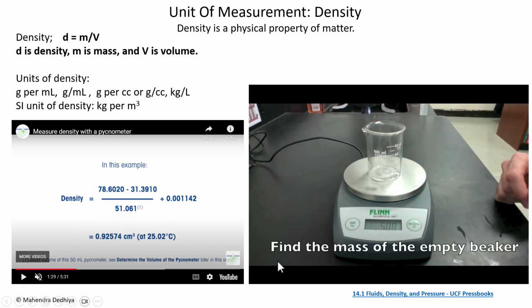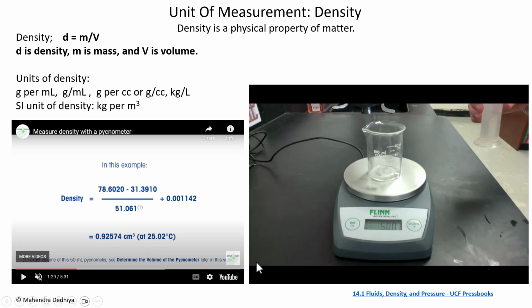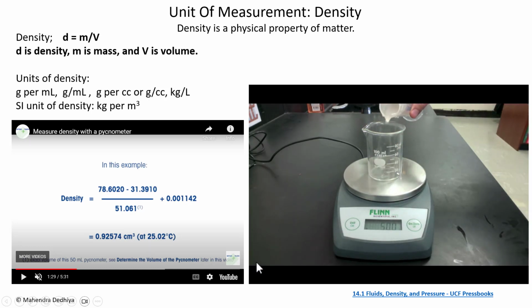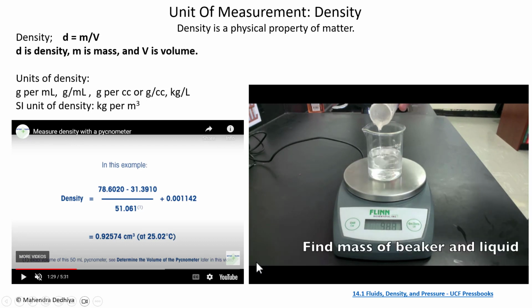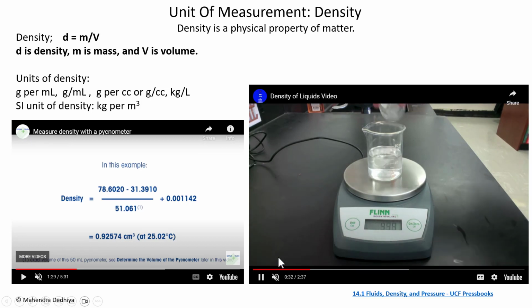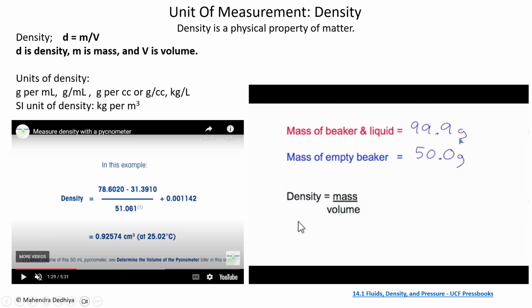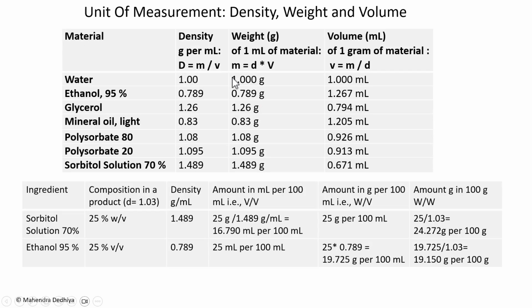In a production floor, density is mass upon volume. So a beaker is weighed, an exact volume of the liquid is poured into that beaker, and the mass of beaker and the liquid is then measured. Once the masses are known, we can calculate the density of the material by mass upon volume. So how do we use density to convert weight to weight, volume to volume, and all other parameters? That's extremely important in the manufacturing world for liquid products.